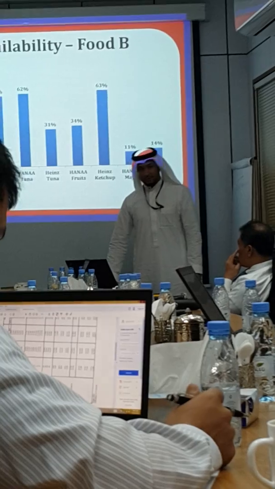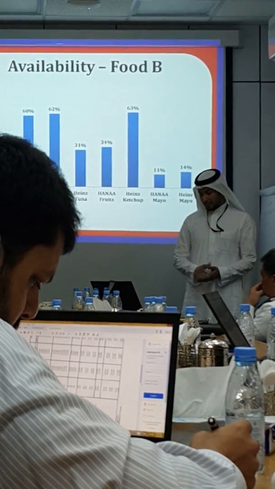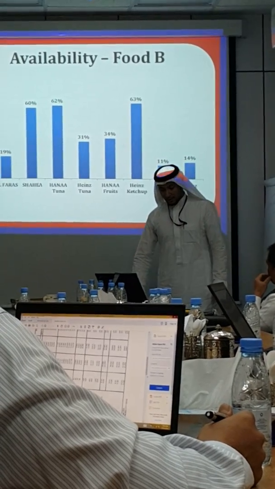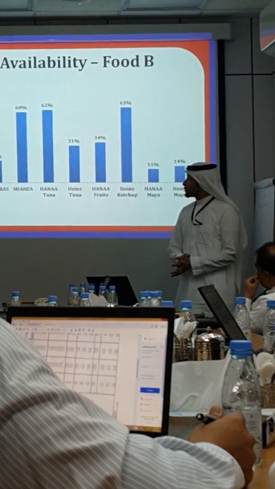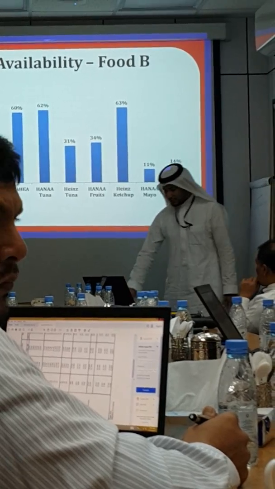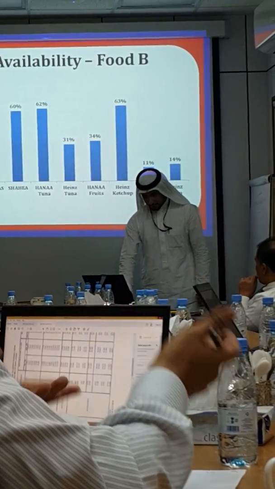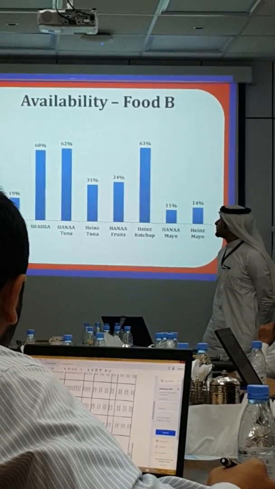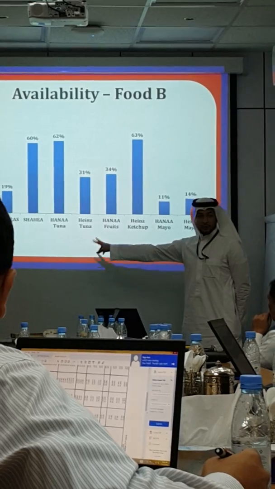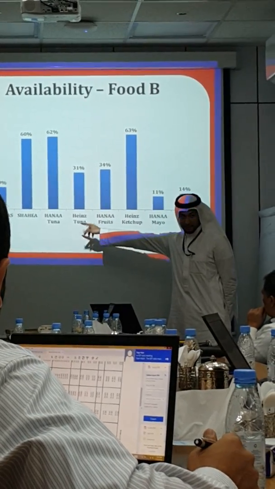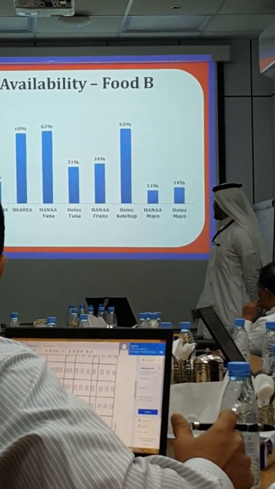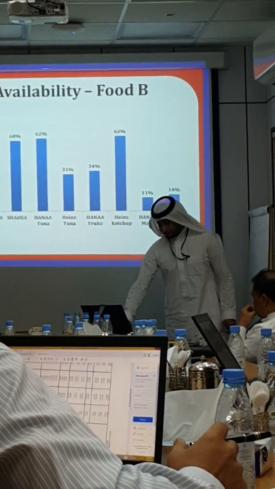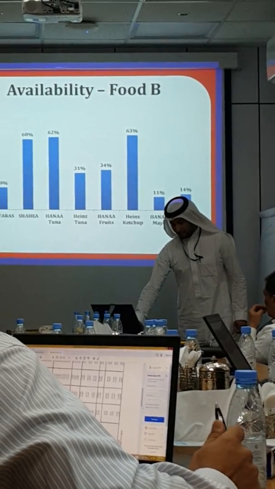So we came to know the availability out of those 300 outlets. This is the percentage that we are available in those outlets. In Abu Zahra, let's say, we have 69% availability in the outlets, and the percentages are as you can see. We are available in Suna in two different brands, Heinz and Hana. Ketchup, we are available in almost 63 outlets. Heinz mayonnaise was better than Hana.